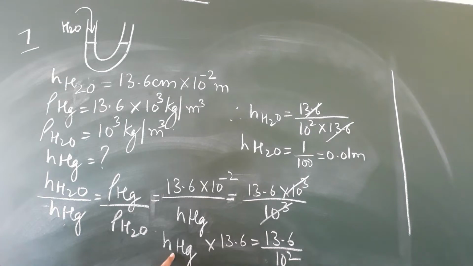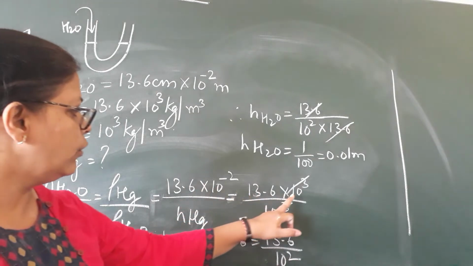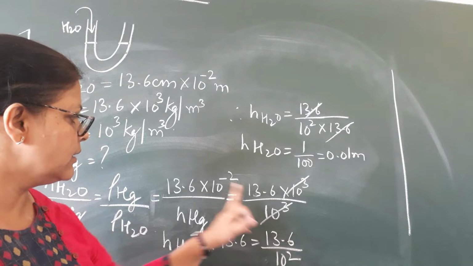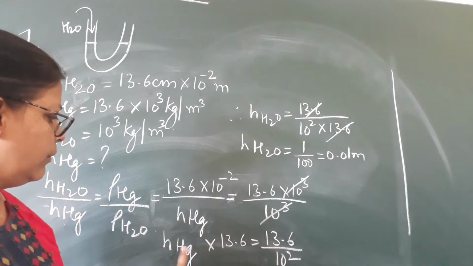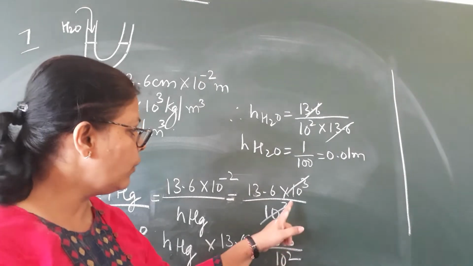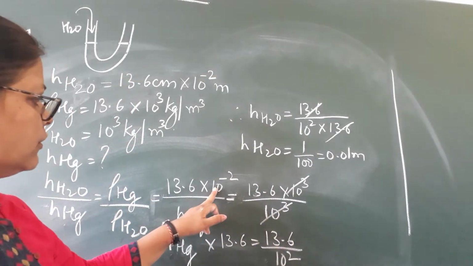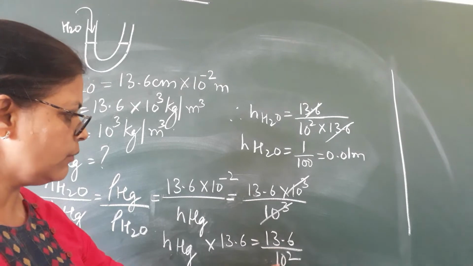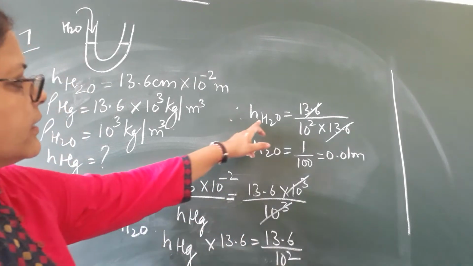Okay. Now here, if I want to find out the height of mercury, what do I do? First 10 to the power 3 cancels, and then I get height of mercury into 13.6 is equal to 13.6 upon 10 to the power minus 2. This 10 to the power minus 2, I bring it down, so it becomes 10 to the power plus 2. And the next step is here.